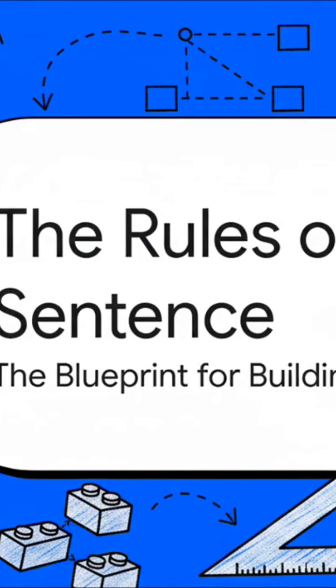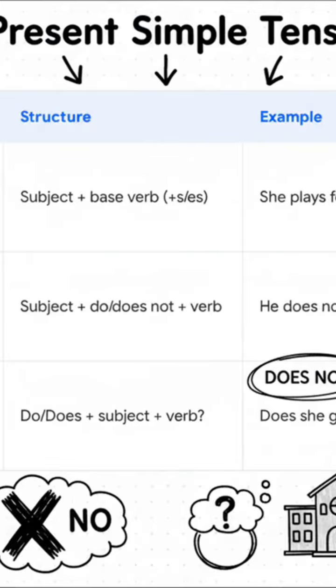Okay, so now that we know what it's for, let's look at how to build it. Think of it like a blueprint. Every good sentence has a solid structure, and once you know that blueprint, putting the pieces together is actually pretty easy. So here's the breakdown of the three main ways you'll use this. For a positive statement, it's super simple. Just the subject and the verb, like I play football.